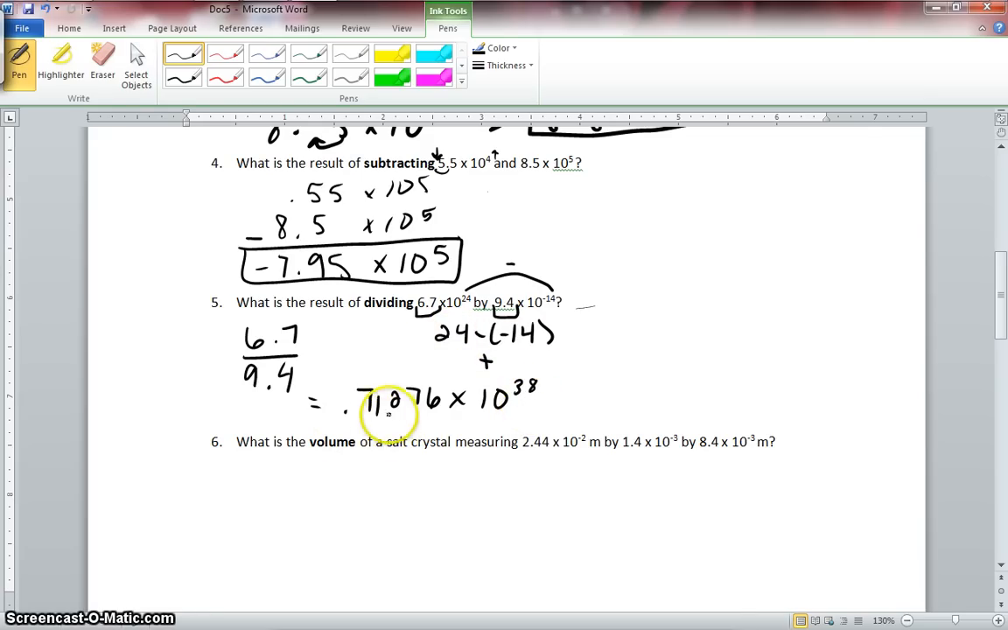Now, is this the correct sig figs and scientific notation? No, it's not. Remember, we always have to have one digit, then the decimal, and then the rest of the numbers. So if we're going to make this number bigger, this number has to get smaller. So we're going to have 7.1, only having 2 sig figs, times 10 to the 37th.